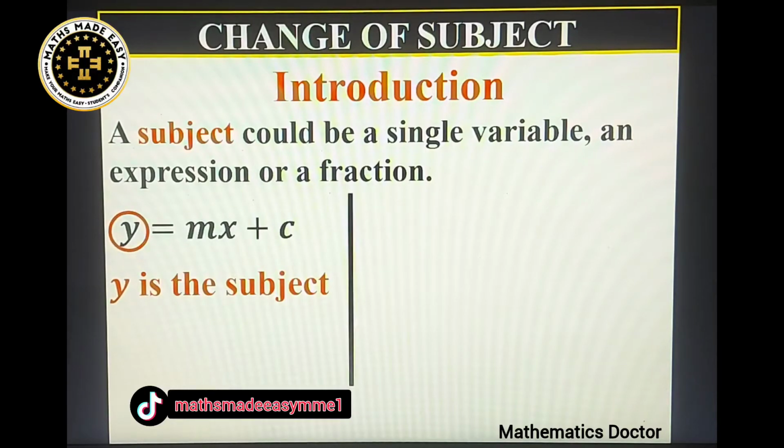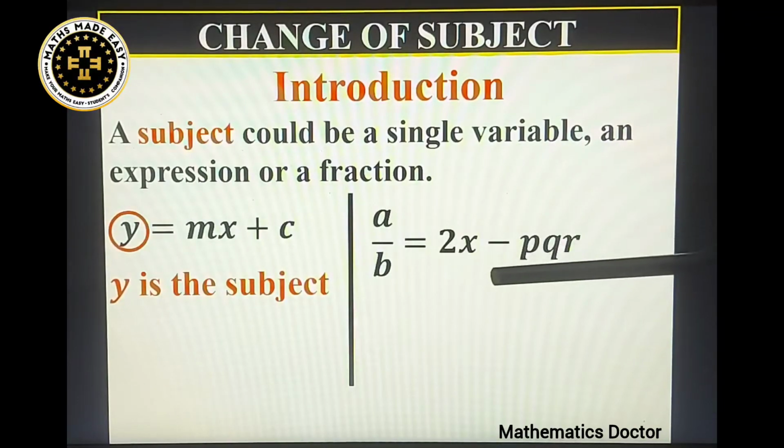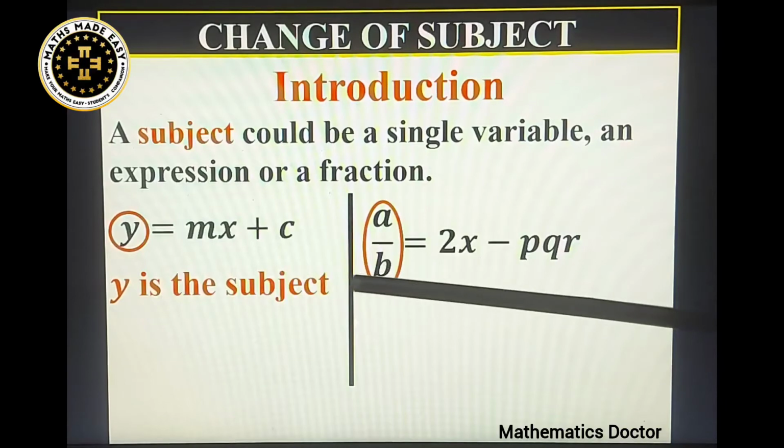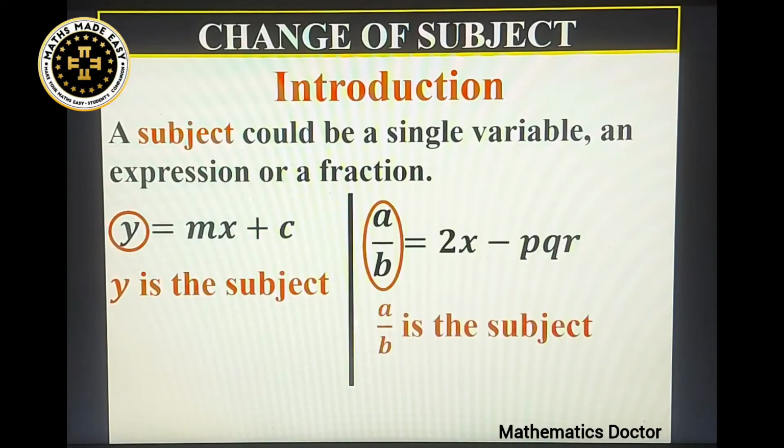Now let us take a look at another one. This relation reads a over b is equal to 2x minus pqr. In this particular relation, we realize that a over b is isolated at the left-hand side of the equal sign. Since a over b is alone at the left-hand side of the equal sign, we can conclude that a over b is the subject of this particular relation. So basically, we have seen what a subject looks like. Let us get more understanding of subject.